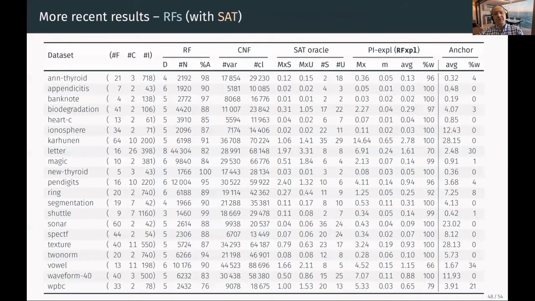So in terms of random forests, I'll very quickly try to summarize. Again, data sets, features and instances and classes.